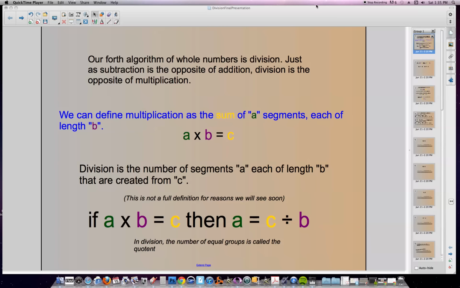Alright, this video is going to be about division of whole numbers. We're going to be building off of what we addressed in the first video on multiplication, so if you haven't watched that, I would recommend going back and looking at it.